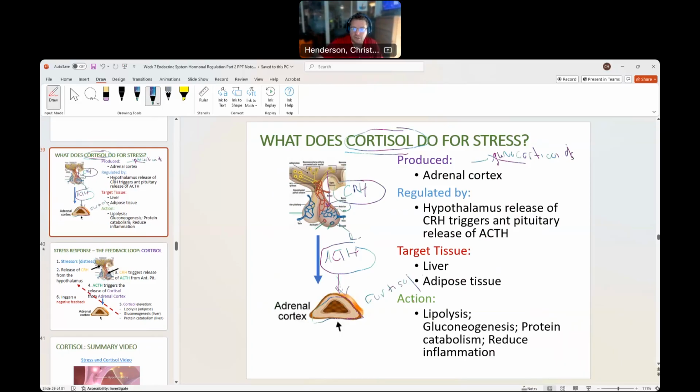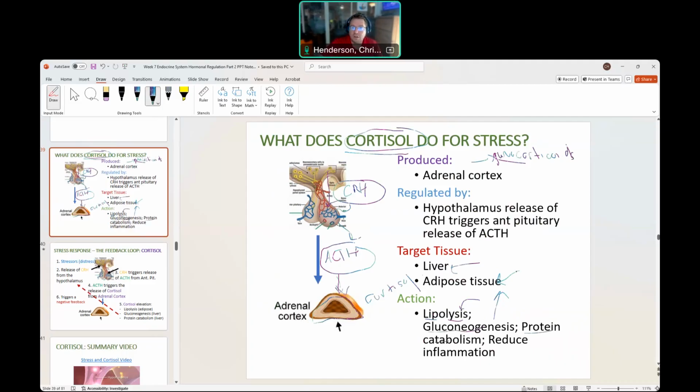Now, what is cortisol going to do? Cortisol is going to go to your liver, your adipose tissue. It's going to stimulate lipolysis. What is lipolysis? We're cutting up my fat. We're going to use that to make energy, mainly for your muscles. Gluconeogenesis. You're going to make new glucose. What are we going to do that for? So that we can raise our blood sugar, so we can get ourselves out of this stressful situation. It's going to break down protein so we can use amino acids for energy.